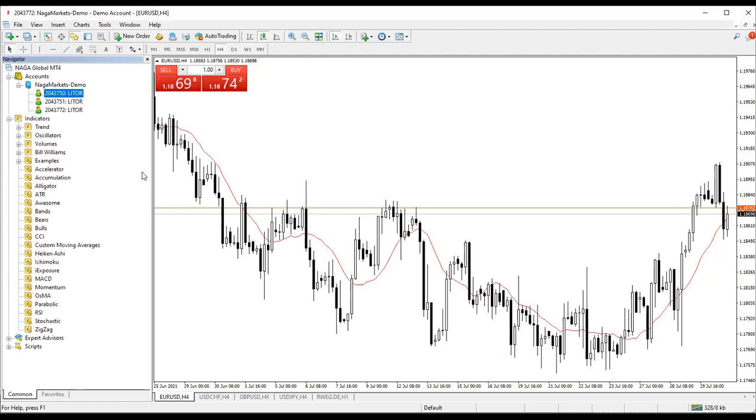Let me just explain this thing to you quickly. When we are talking about indicators, we will be talking about trend indicators, and we will be talking about oscillators. There are 2 sets of indicators that are inbuilt in MT4 and MT5.